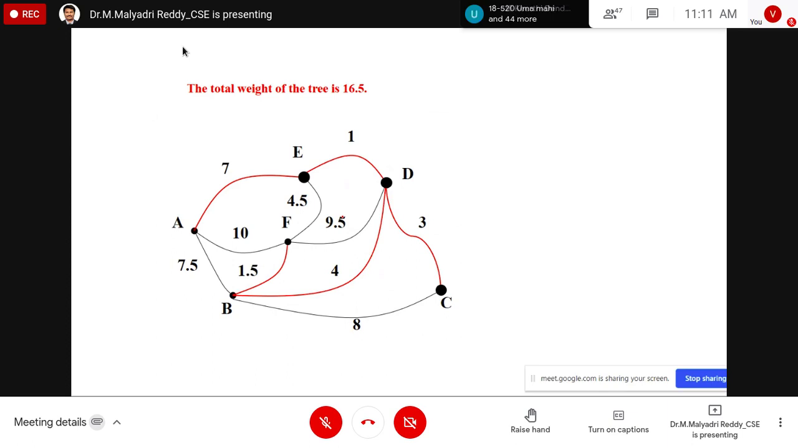ఇక్కడ నువ్వేం చేసావు చెప్పు. First I sort out all the edges with respect to cost. Yes, sir. From that I choose the minimum cost edge. That will be included into the solution space. Yes, sir. If it forms a loop, then simply discard it. Yes. అంతేనా? అంతే. మళ్ళీ one more example.